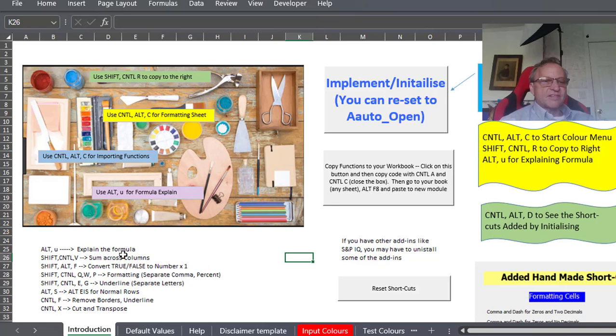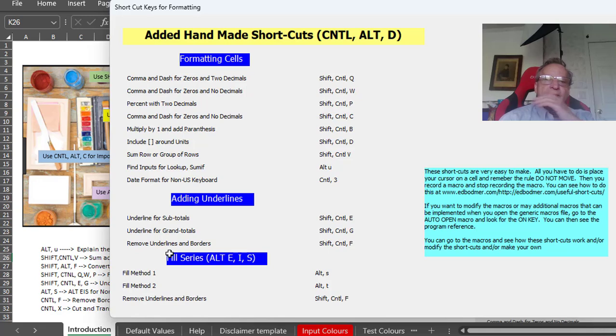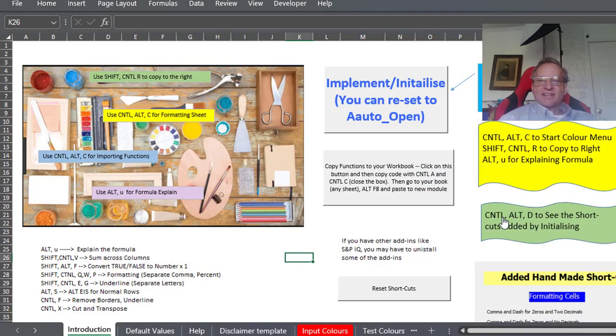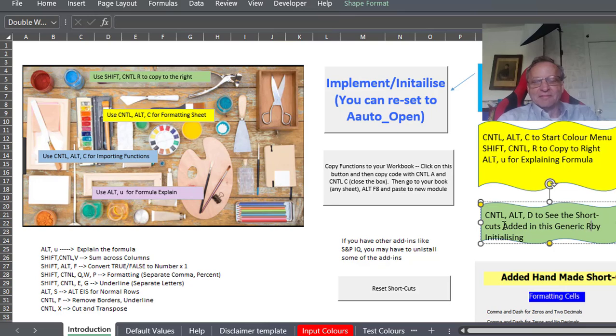And then I pressed up here. I said, well, if you want to see these shortcuts, I hope I pressed Control Alt D in the generic macros. Sorry about not remembering this. I think what I should do is Control to see shortcut added. How about added in this generic, which is a stupid name.